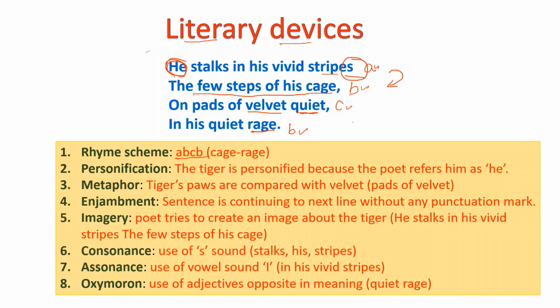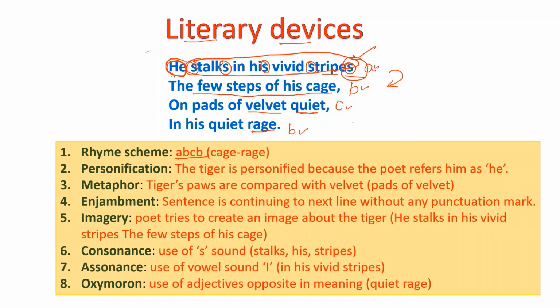Next literary device is consonance. Consonance क्या होता है? Repetition of a consonant sound. And in sentence 1, there is repetition of S sound. Stalks, his, stripes. So in stalks, his stripes, there is repetition of consonant sound S, so it is consonance.